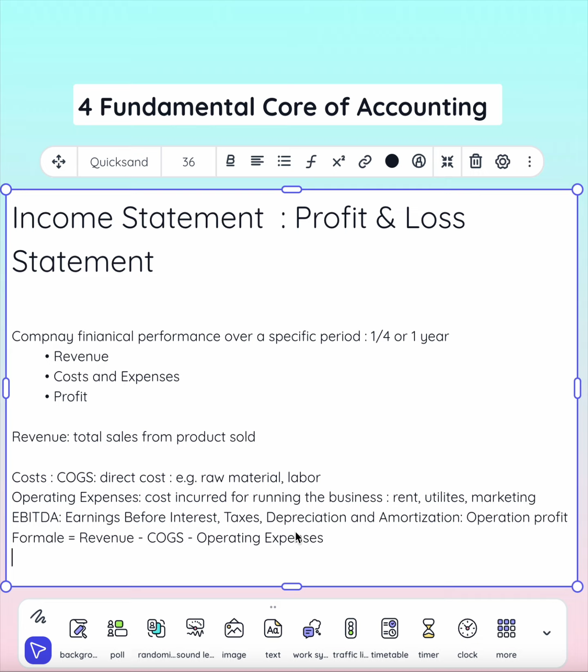And then you have earnings per share, EPS, which is the portion of a company's profit allocated to each outstanding share of the company's stock. It's a key metric for investors to assess a company's profitability on a per share basis.